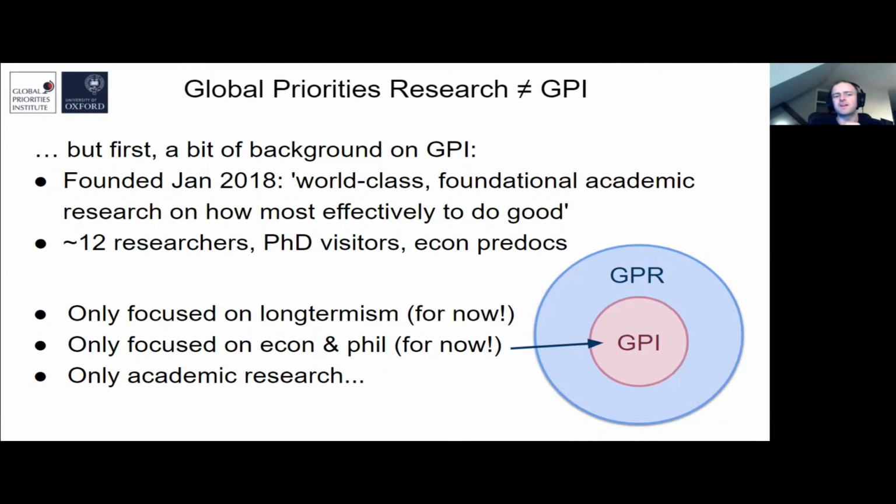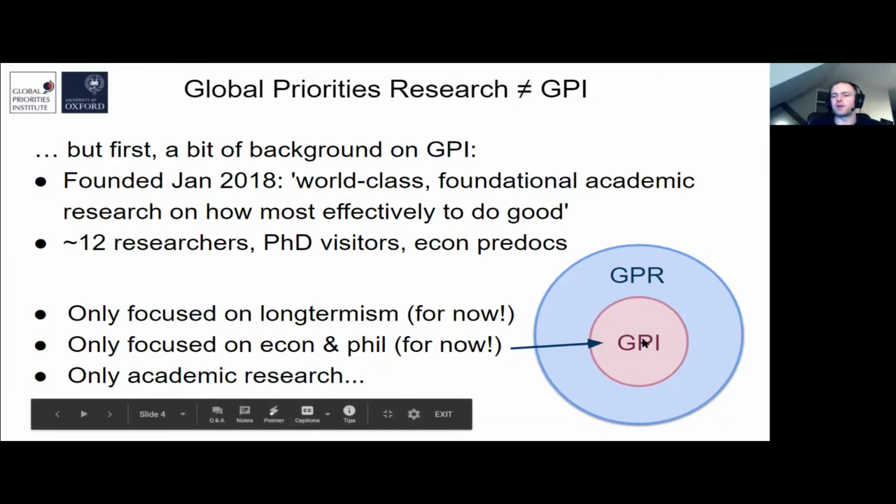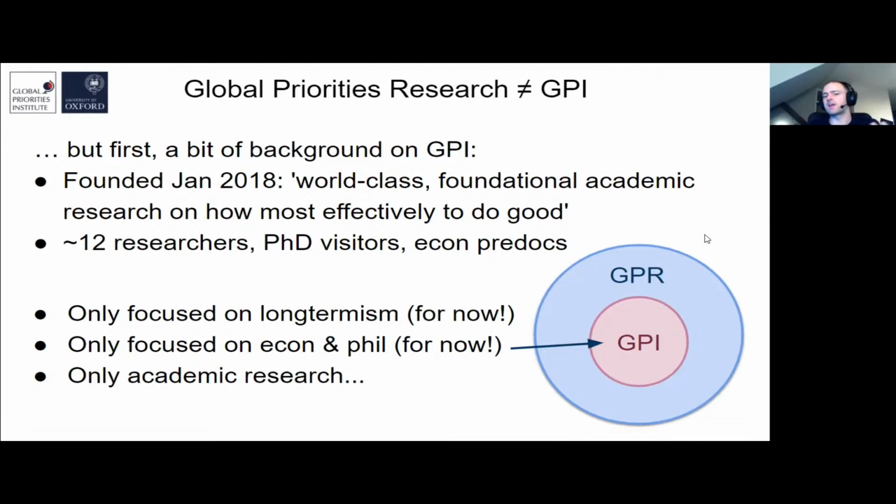But I think there is global priorities research that can and should be done on topics that aren't related to long-termism. The second way that GPI is quite narrow relative to global priorities research as a whole is that we only focus on economics and philosophy. Again, this is for the time being. We anticipate that we might expand into other fields as the years go by and as GPI grows.